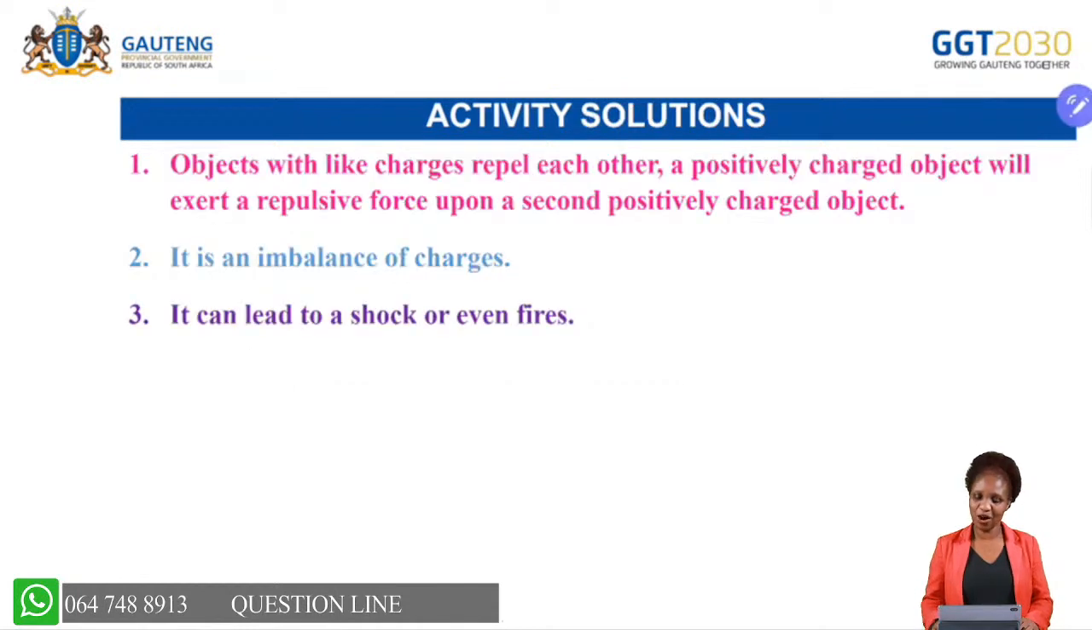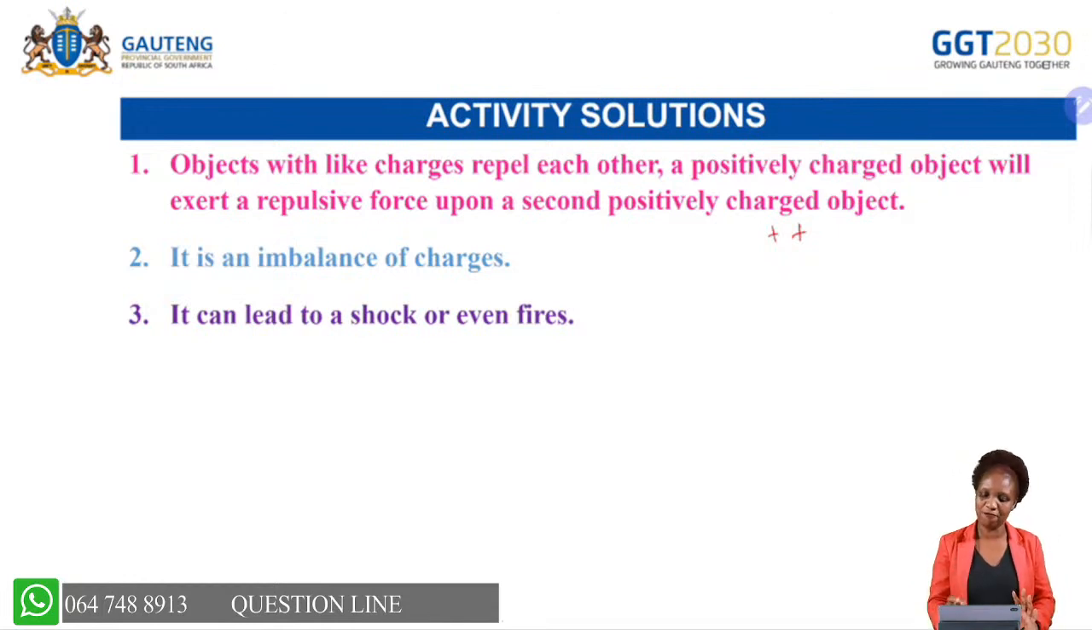Let's check our solutions. For question number 1, objects with like charges will repel each other. What do we mean when we say objects with like charges? Okay. If we've got a positive and a positive, these are like charges, they are the same. All right, what's going to happen? They are going to push each other away, they are going to repel each other. We call that repulsion.